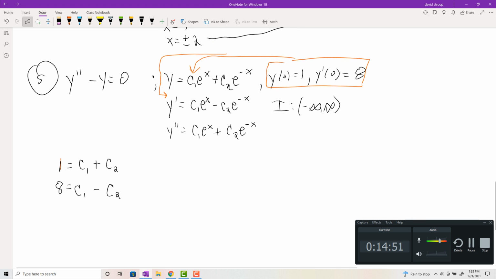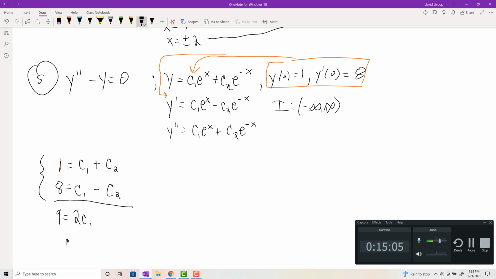Here you have a system of equations you need to solve for c1 and c2. And you could use the addition method or the substitution method. I'm going to do the addition method just because I can see the c2s are going to cancel. So I get 9 equals 2c1. In other words, c1 equals 9 halves.